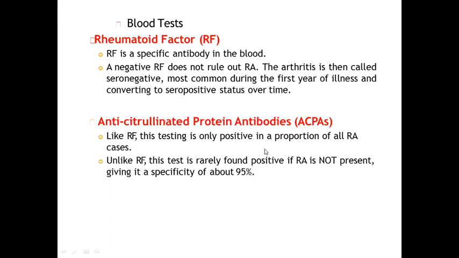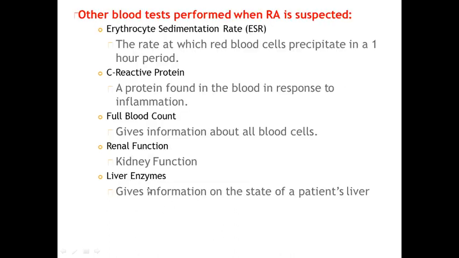Like rheumatoid factor, this test is only positive in a proportion of all rheumatoid arthritis cases. Unlike rheumatoid factor, this test is rarely positive if rheumatoid arthritis is not present, giving it a specificity of about 95%. Other blood tests give you increased ESR, the rate at which red blood cells precipitate in a 1 hour period, and C-reactive protein, which is found in the blood in response to inflammation.